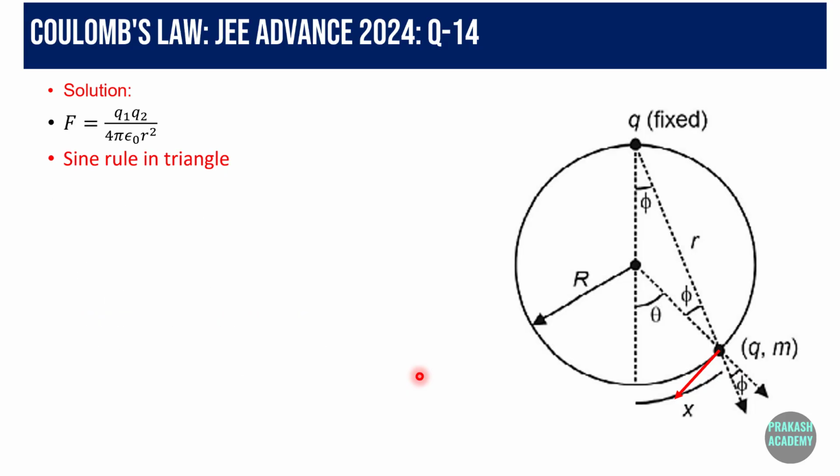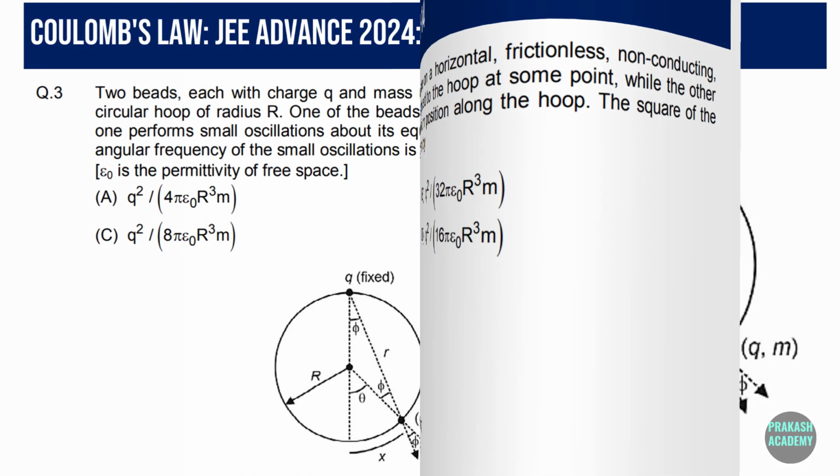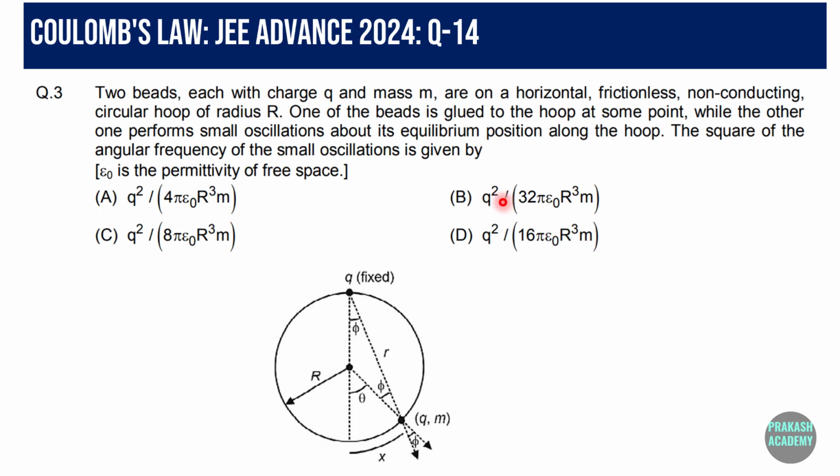So if you see the options, this option has 32 pi epsilon naught r cubed m, so option B in this case is the correct option.